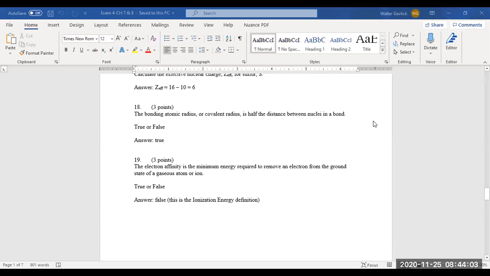Number 18, the bonding atomic radius or the covalent radius is half the distance between nuclei in a bond. That's true. 19, the electron affinity is the minimum energy required to remove an electron from the ground state of a gaseous atom or ion. That's false. That definition is the ionization energy definition.